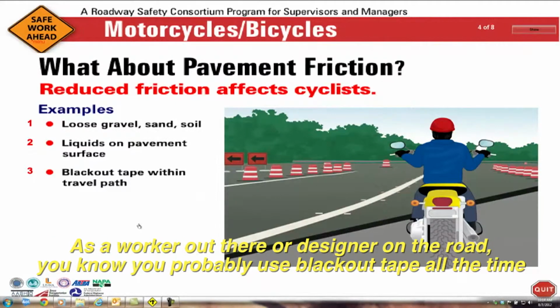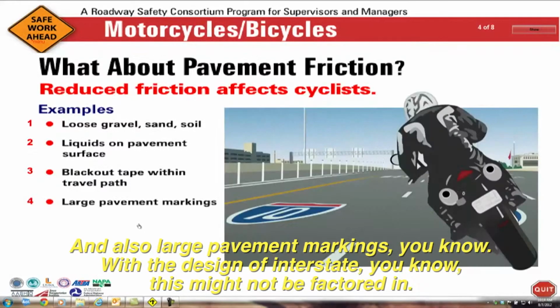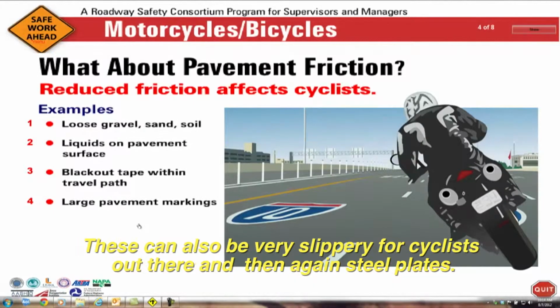As a worker out there or a designer on the road, you probably use blackout tape all the time, but you've got to consider that a motorcycle might come through there or a bicyclist. And then also large pavement markings. With the design of the interstate, this might not be factored in. These can also be very slippery for a cyclist out there.